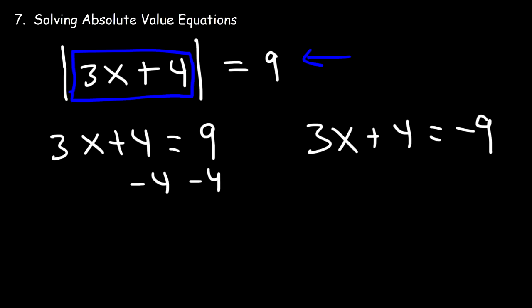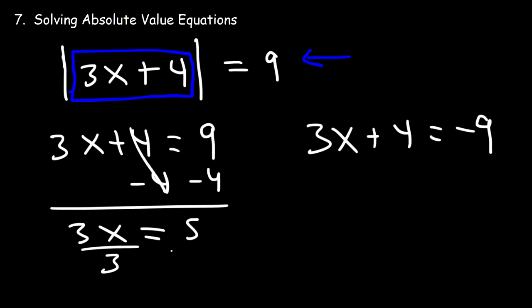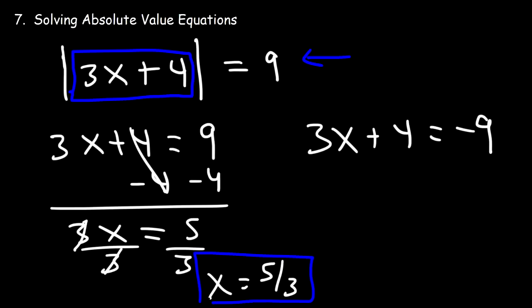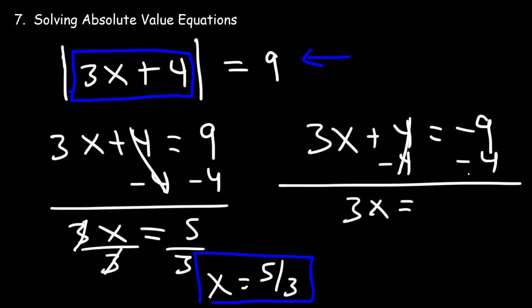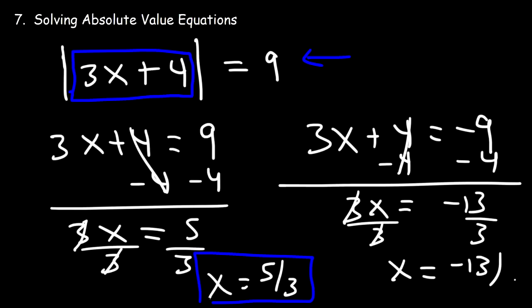So now let's solve each equation. 9 minus 4 is 5. And then if we divide it by 3, we can see that one potential answer is 5 over 3. On the other side, we need to subtract by 4. Negative 9 minus 4 is negative 13. And so the other possible answer is negative 13 over 3. And so we have two answers for this example.